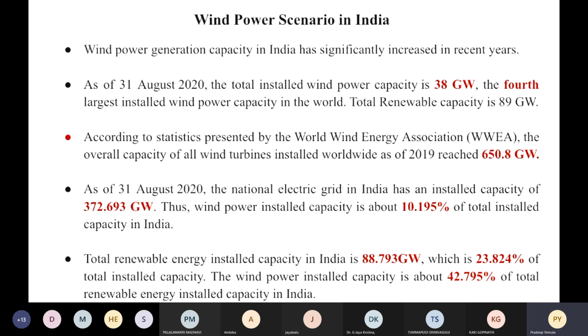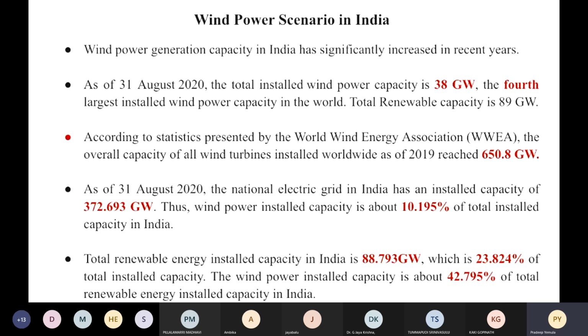First one is, wind power generation capacity in India has significantly increased in recent years. As of 31st August 2020, the total installed wind power capacity is 38 gigawatts, and this is the fourth largest installed wind power capacity in the world. In our country, the total renewable capacity is 89 gigawatts as of 31st August. Again, this information is a couple of months old, but this is as of 31st August.